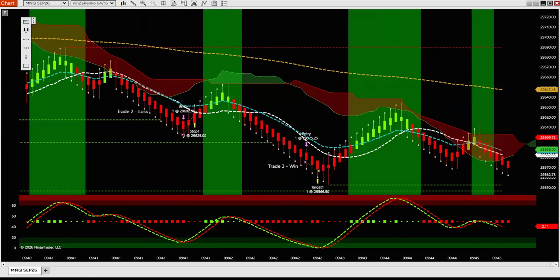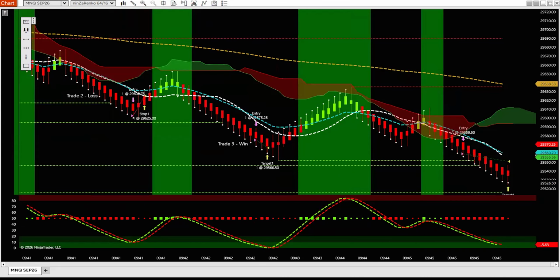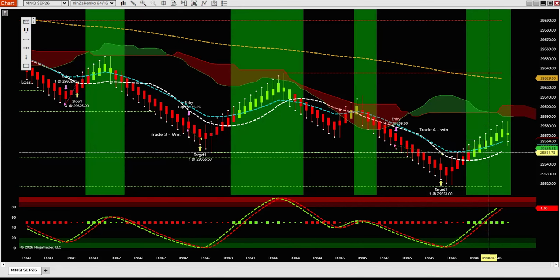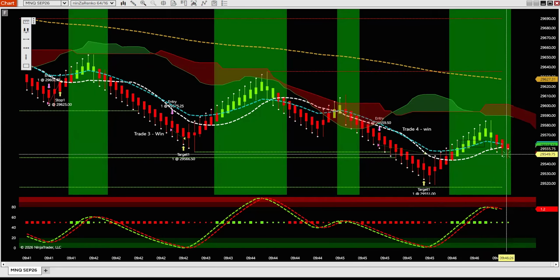The black background, it hit. We're going to take it again. Let's see what we get here. Already in and out. Another 10 points. So far, 4 trades taken, 1 loss, 3 gains.